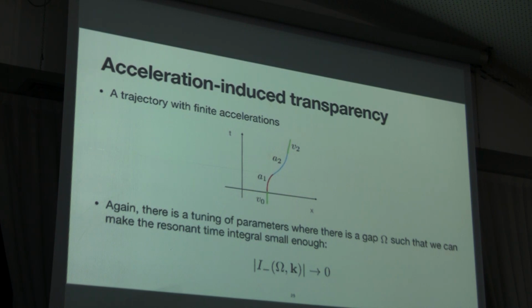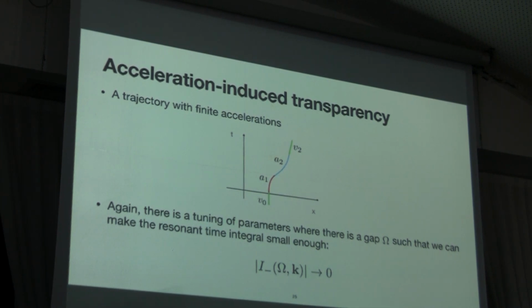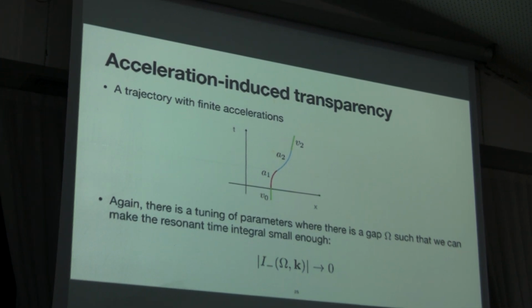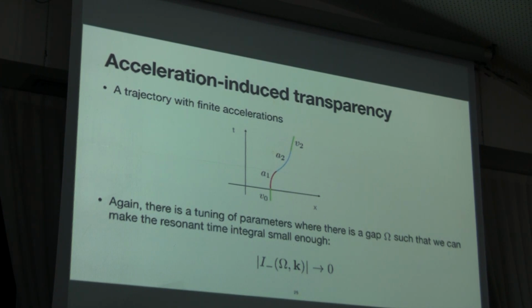Just also to mention, what I showed you was a toy model, and it had these abrupt changes of velocity, but we wanted to make sure that nothing non-physical is happening here, so we smoothed out the trajectory, and we found basically the same thing. So we found that we can also suppress the resonant terms to be as small as you want.